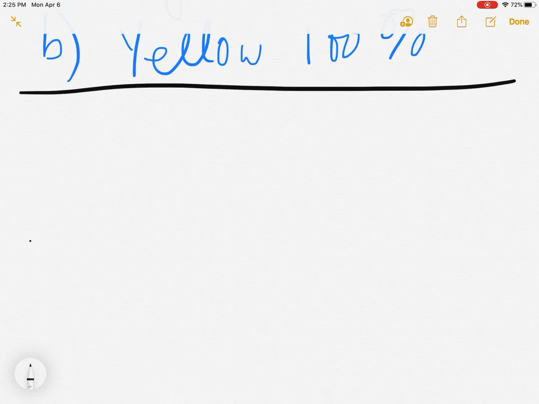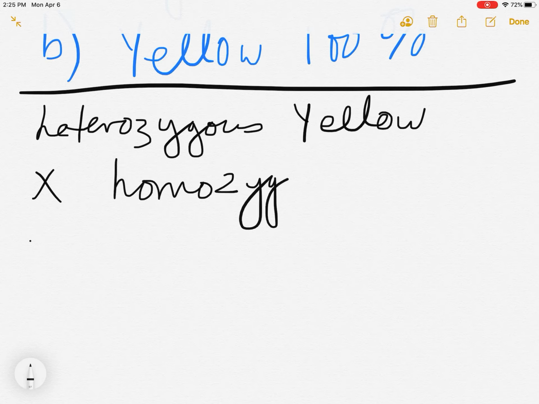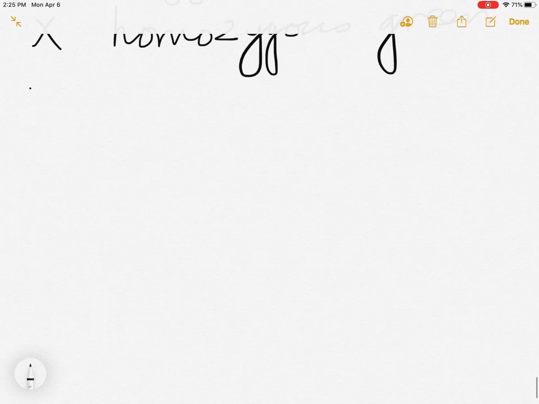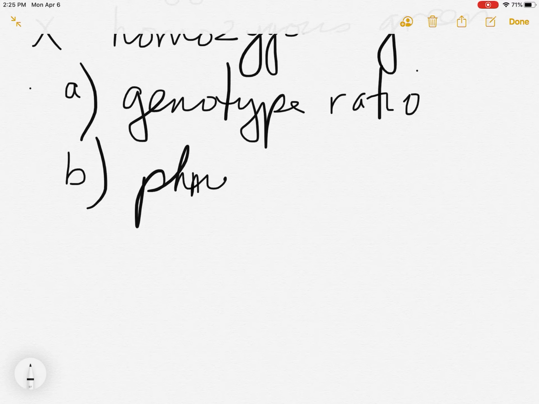This one will be a heterozygous yellow. And we're going to cross that with a homozygous green, P. And we want to figure out what the baby's chances are of being yellow or green. So again, A, figure out the genotype ratio, and B, figure out the phenotype ratio. You know what that spells.